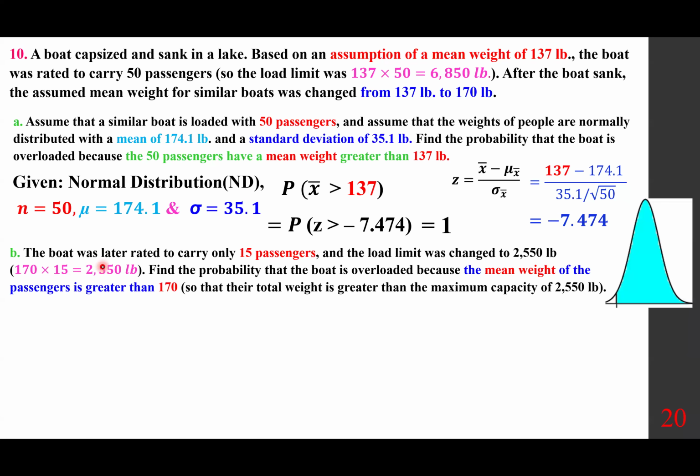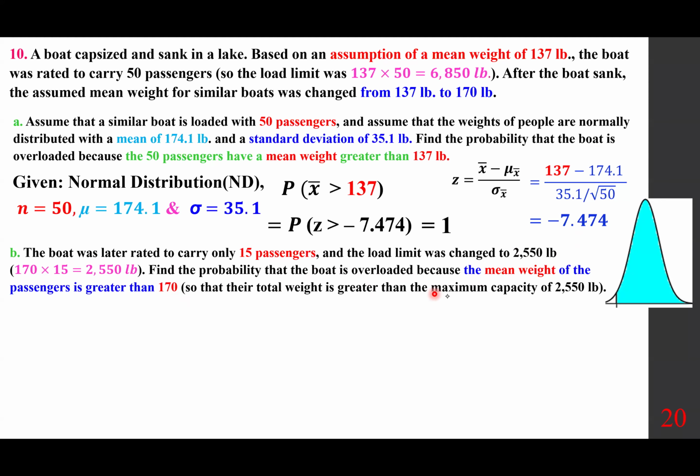The boat was later rated to carry only 15 passengers, and the load limit was changed to 2550 pounds, 170 times 15. Find the probability that the boat is overloaded because the mean weight of the passengers is greater than 170, so that their total weight is greater than the maximum capacity of 2550.